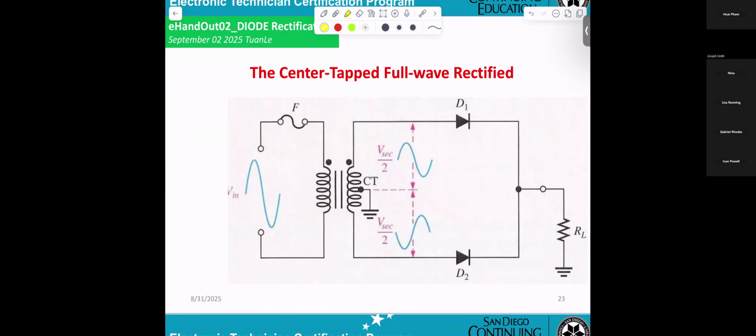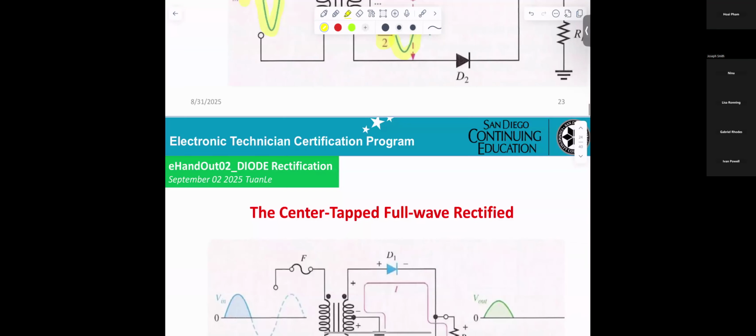They're telling you the input is a full wave here. Then the output secondary is V secondary divided by 2. That means you get two opposite signals, this going up, this going down. Then they connect to diode 1 and diode 2. That's a center tap full wave rectifier.